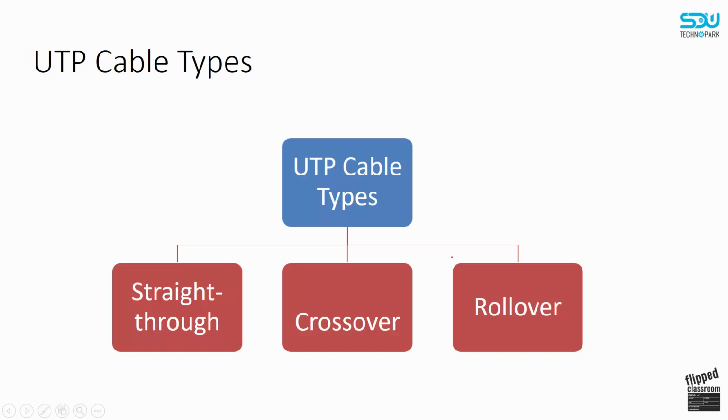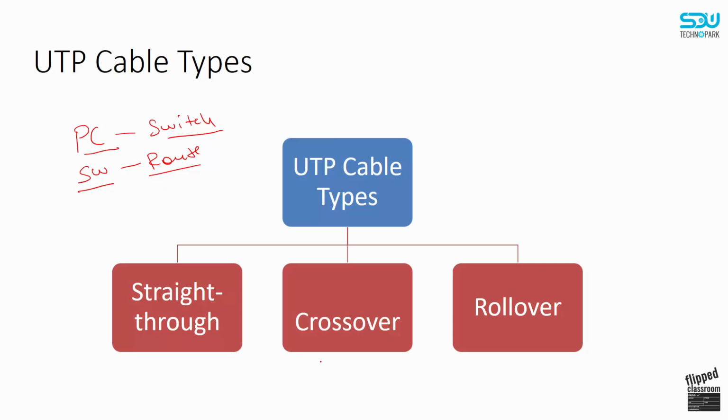Then we have 3 types of UTP cable. They are straight-through, crossover, and rollover cables. The straight-through cable is used to interconnect devices of different types. For example, when you are connecting a computer to a switch, then you use the straight-through cable. Or when you connect a switch to a router, then you also use a straight-through cable. So for interconnectivity between different types of devices, we use the straight-through cable.